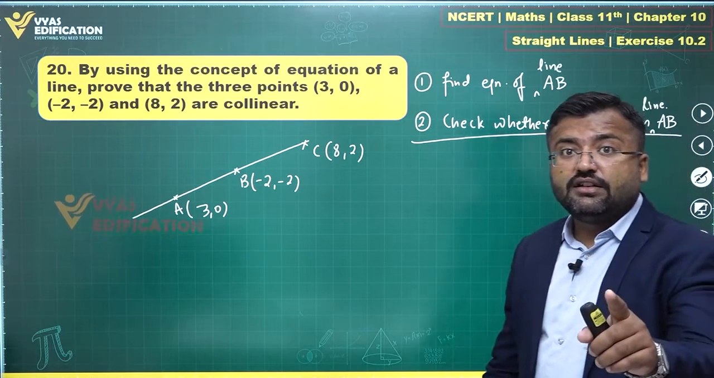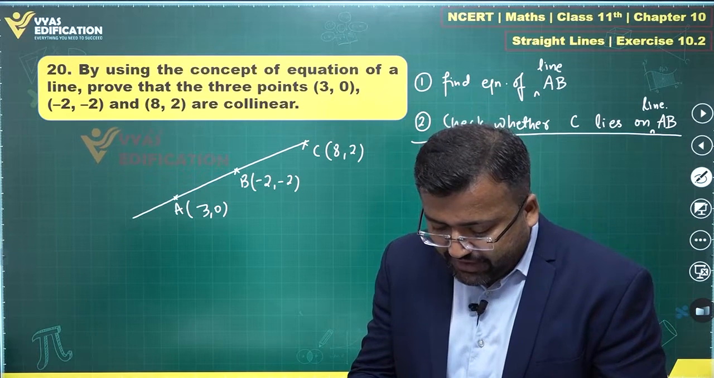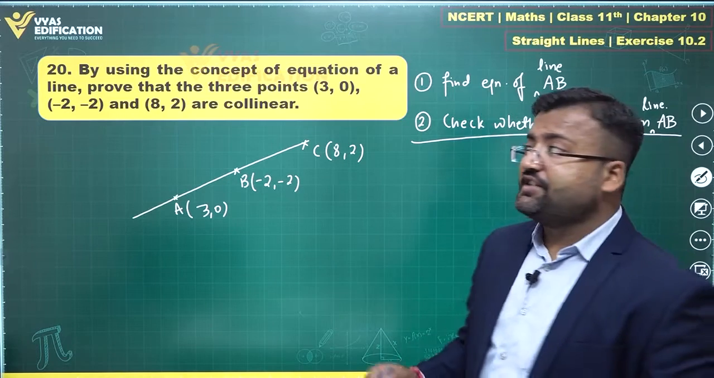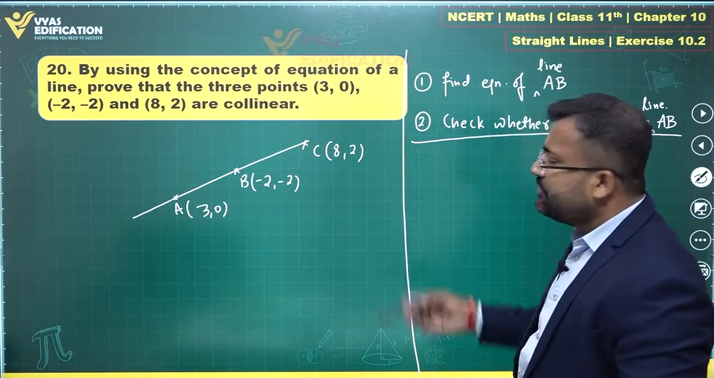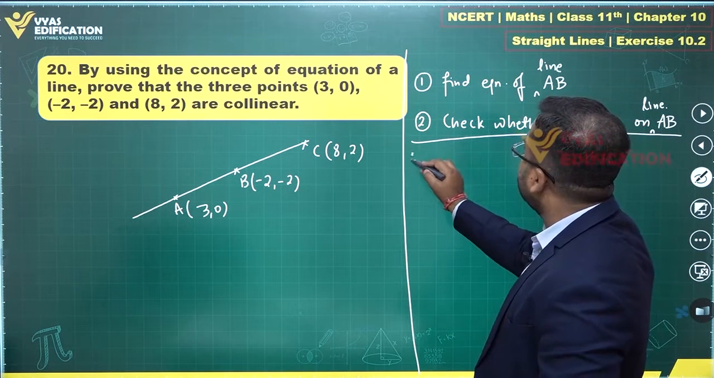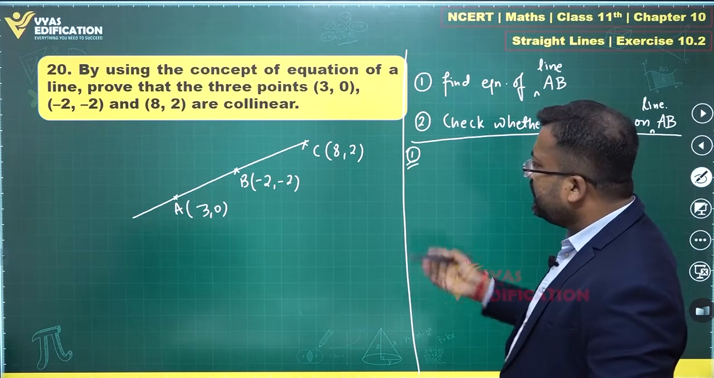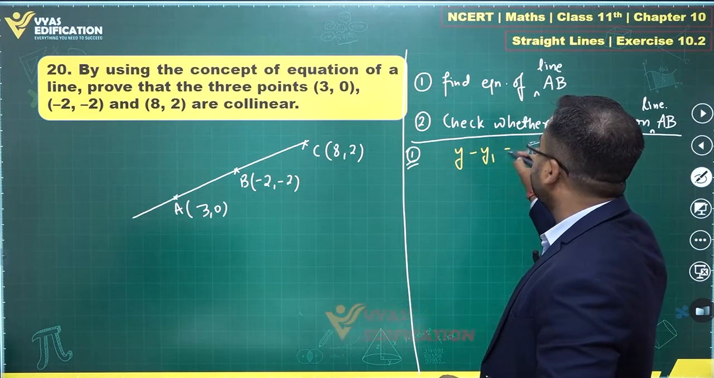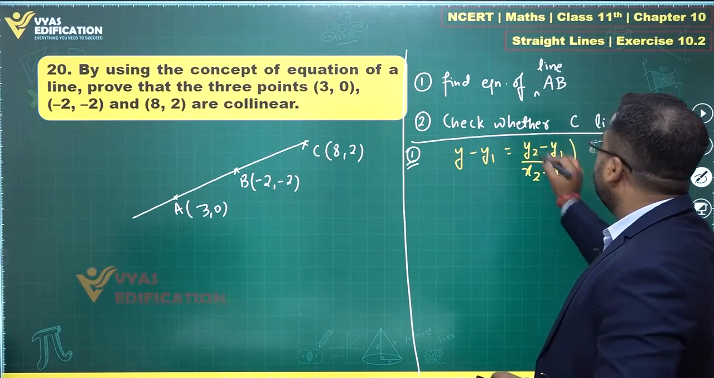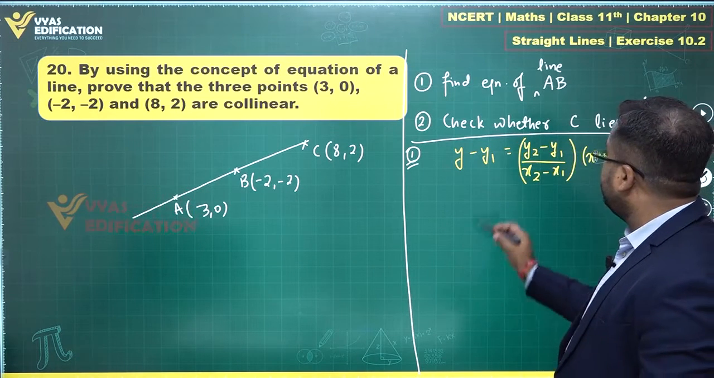Using the equation of a line. For collinearity, we have other methods. We have already seen that, right? Distance formula, section formula, area of triangle, and slope. We have discussed those things in the first exercise, but right now the person is interested in the concept of equation of a line. So first, let's find the equation of line AB. How do we do that? Using the formula of the 2-point form, y minus y1 is equal to (y2 minus y1) upon (x2 minus x1) times (x minus x1). That's the formula that we'll use. Let's use that formula. What does that give me?